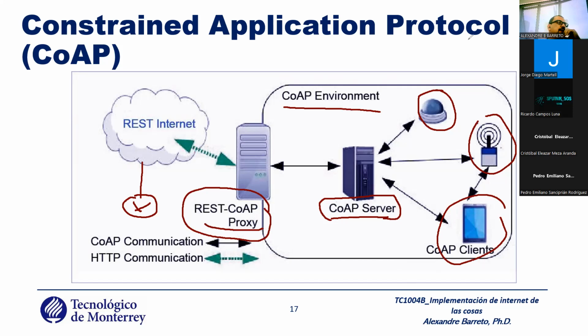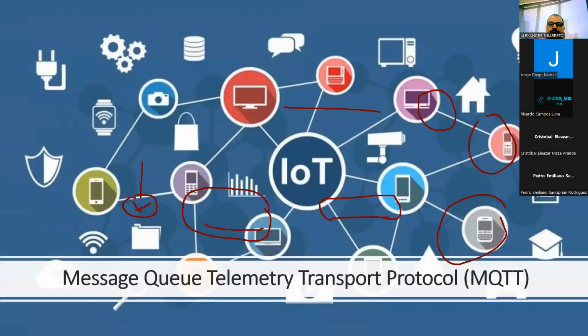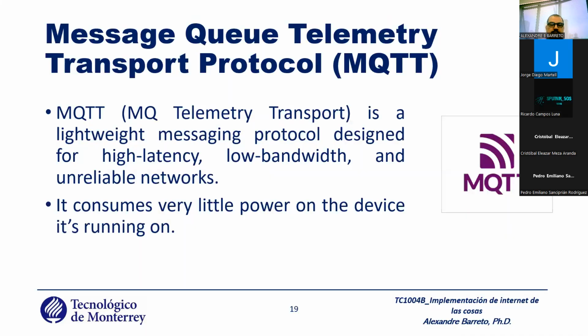Again, the CoAP environment you use only in legacy implementations, in the old implementations. It's not so common today. Today, you'll use MQTT. MQTT means MQ, message queue, telemetry transport protocol. It's a very, very lightweight message protocol designed for high latency, low bandwidth, and unreliable networks. This protocol consumes very little power on the device.